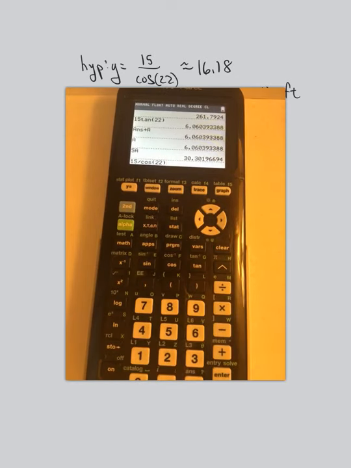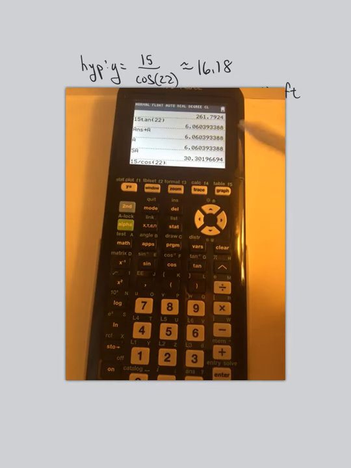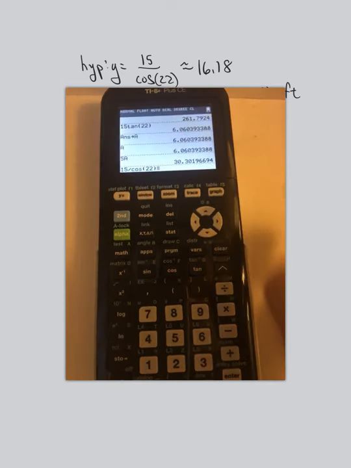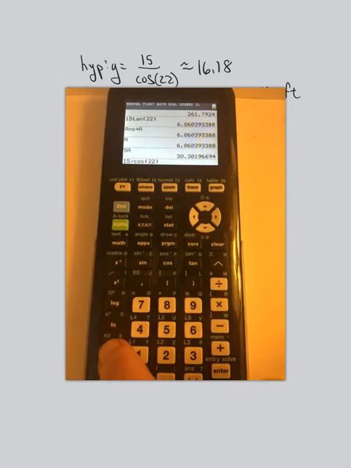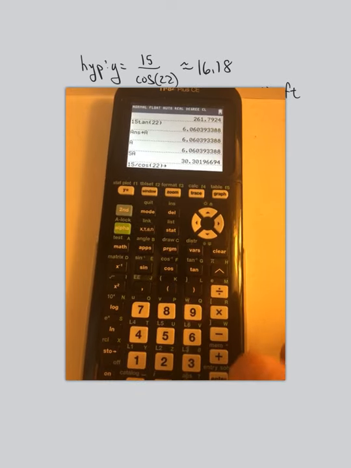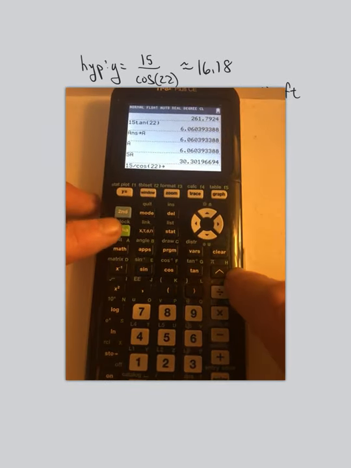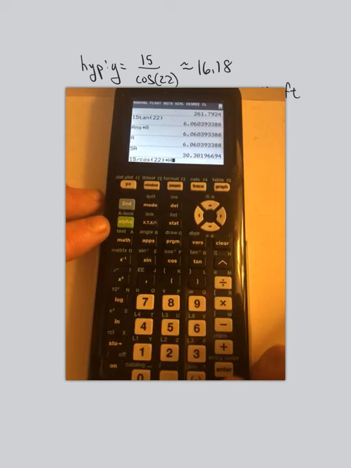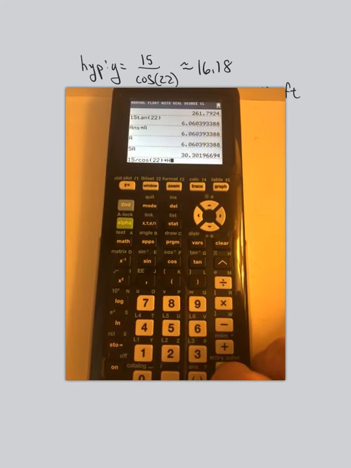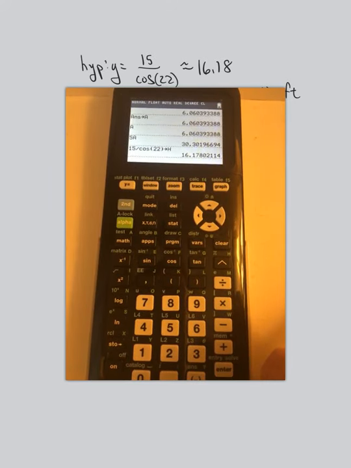Even if I know I'm going to store it, you can do what I just did, hit enter and then tell it to store. But if you know you're going to store it anyway, you can just hit store and give it a name. Since y is the hypotenuse, again, don't use x and y to store to. So let's just call that h.